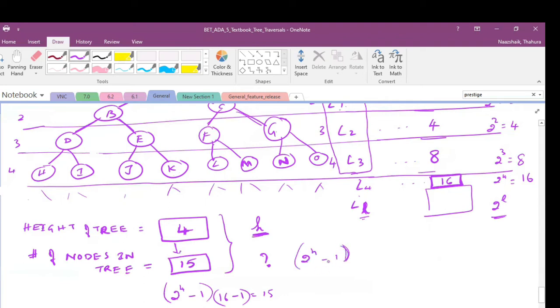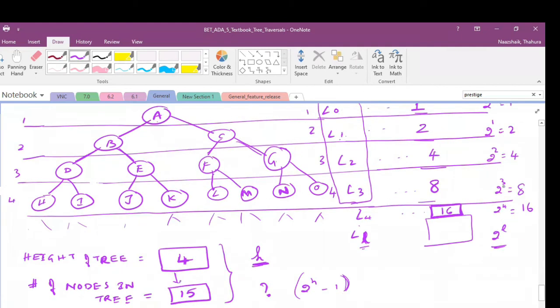One easy way is you draw this. Then it is easy for you to come up with this, instead of just memorizing that the number of nodes in each level is 2 to the power of L. Instead of doing that, you do this, so it's easy for you to understand. The number of nodes in a full tree will be 2 to the power of height minus 1. These are all properties.